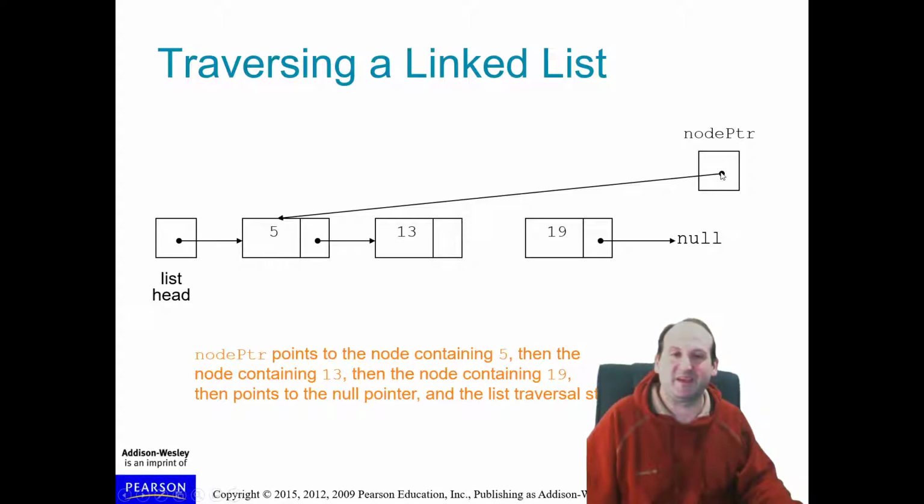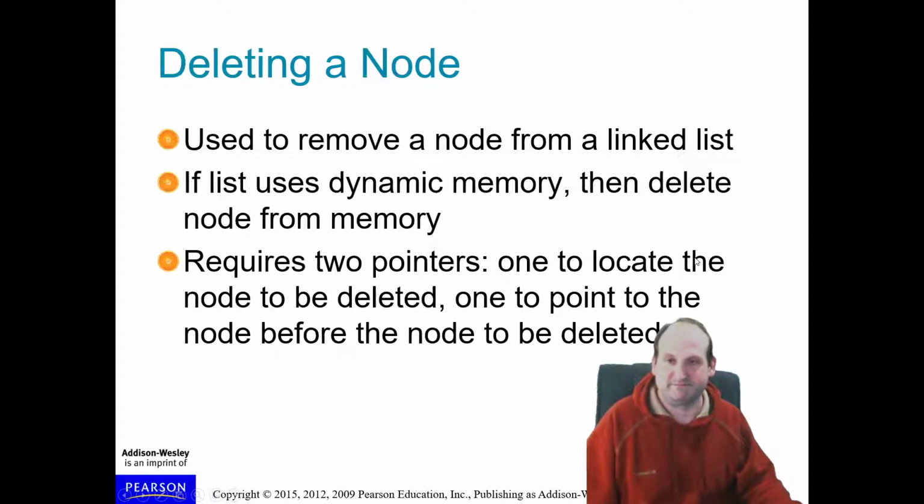But now node pointer equals node pointer arrow next. So now it would point to the 13, and I could process the 13, print the 13, and then go to the next. I don't know why there's not an arrow. This is probably just a typo here or something. Go to the 19, print the 19, go to null. Okay, there's nothing left to do since now it is null.